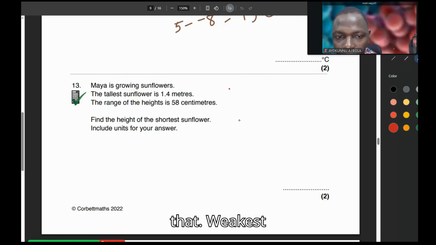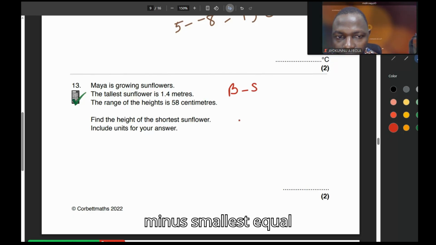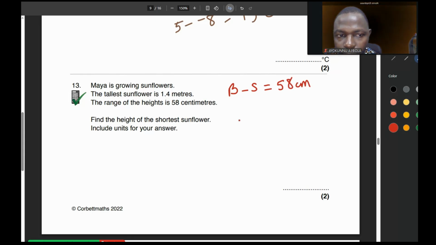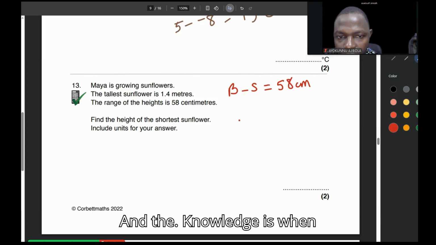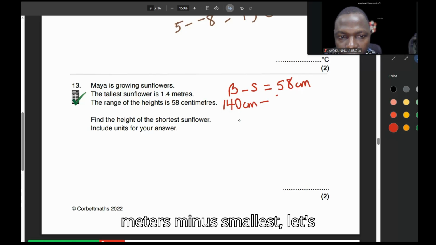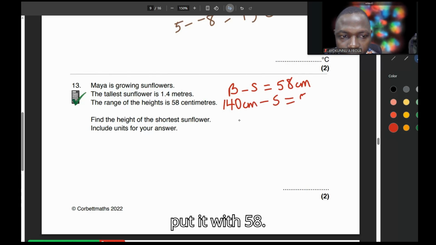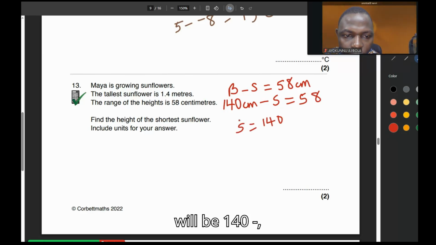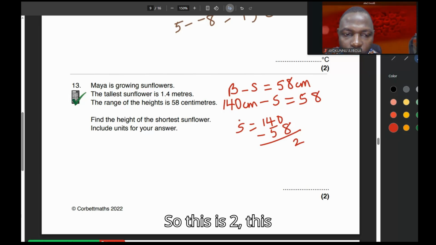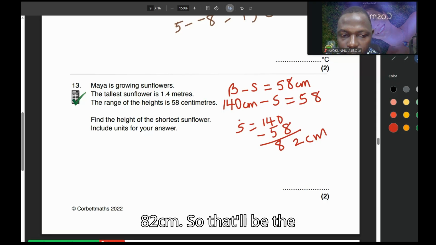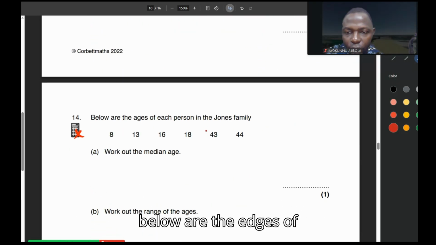So since we know that biggest minus smallest equals 58 cm, and the tallest is 140 cm, that's 1.4 meters, minus smallest, that's going to be 58. So the smallest now will be 140 minus 58. That's 82 centimeters. So that'll be the answer for the shortest.